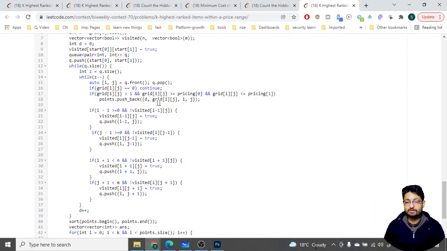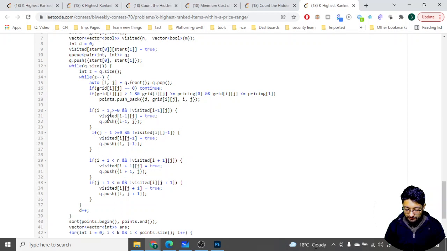If the first criteria is fulfilled, I will push that particular block. Because I have row criteria, I have to first minimize the distance, so we will first put the distance. Second is the price, whichever is the smaller price, that is the grid of ij. The third one is the row, the I, and the fourth one is the column, that is j. So I will be pushing this whole vector consisting of all of those criteria into the points vector. And then we will be moving along all four directions, left, right, top, bottom, and we will check that it should not be visited.